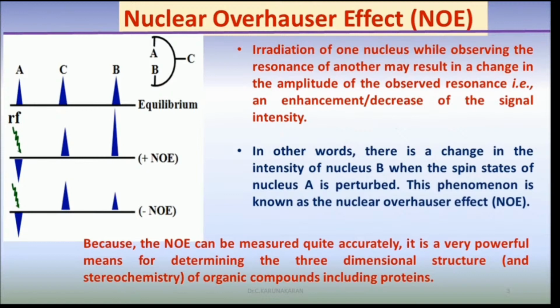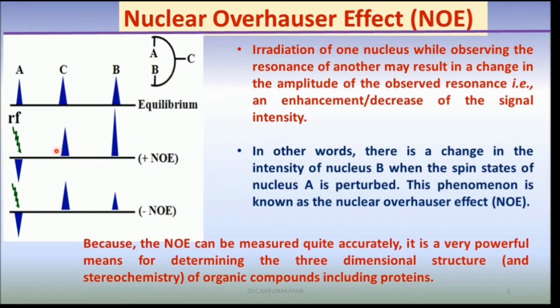Now we will study what the nuclear Overhauser effect, NOE, is. For example, this is a protein molecule or organic molecule where there are three protons, A, B, C. These three different protons give three different chemical shifts, and A and B are spatially closer together, whereas C is not closer.